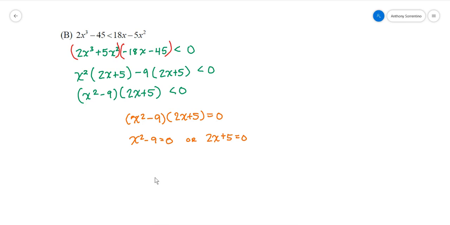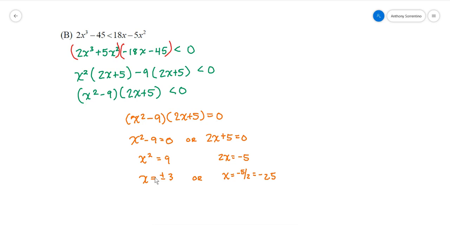If x squared minus 9 equals 0, that means that x squared equals 9. And if I square root both sides, it means that x would have to equal plus or minus 3. Here I would subtract 5 from both sides. 2x would equal negative 5, which means x would have to equal negative 5 halves, which is the same thing as negative 2.5. So there are the solutions to my equation.